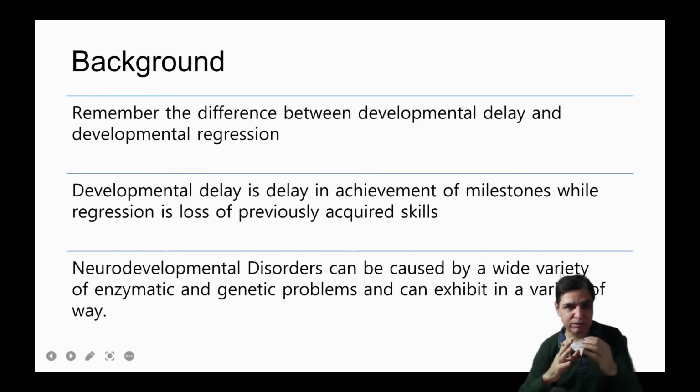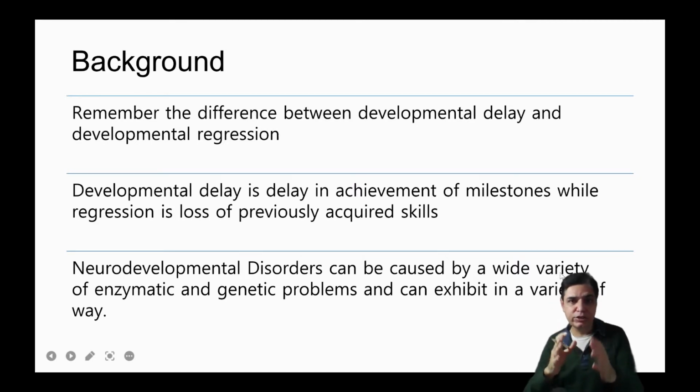And for that, remember that developmental delay is defined as a delay in achievement of milestones. So developmental delay is simply a delay. Those kids are achieving their milestones, but they are a bit slow in this race. So they do achieve, but at a delayed time.